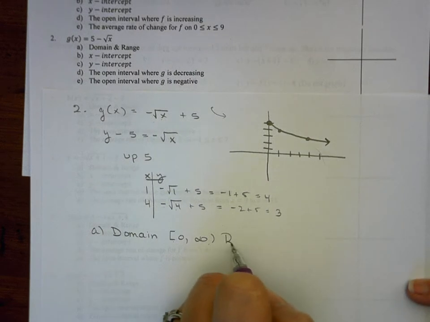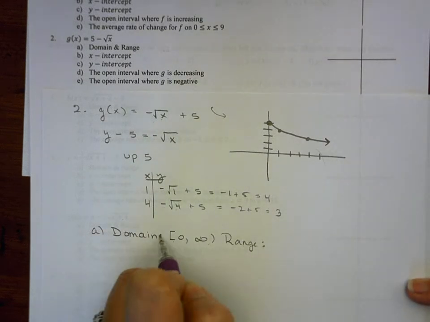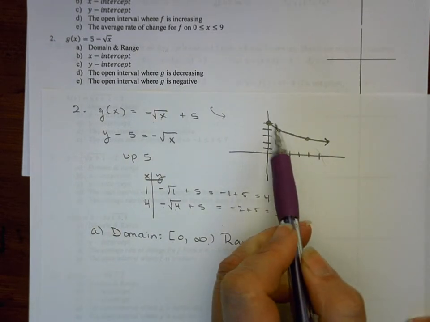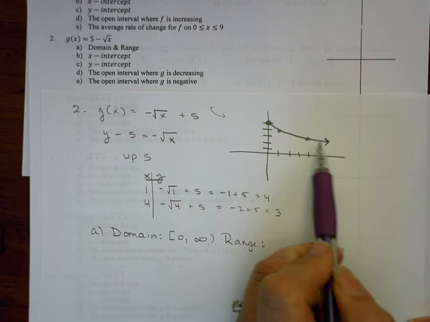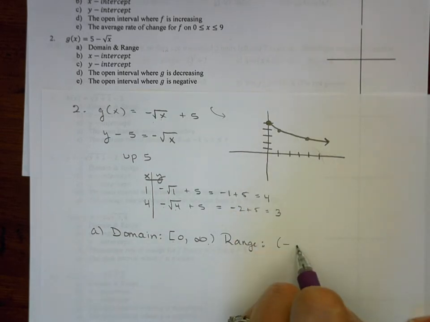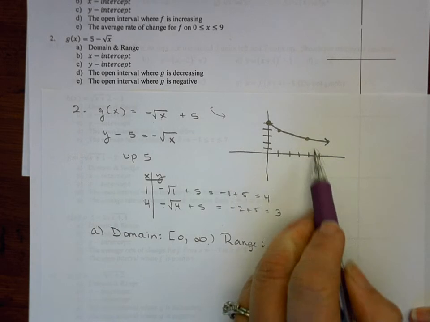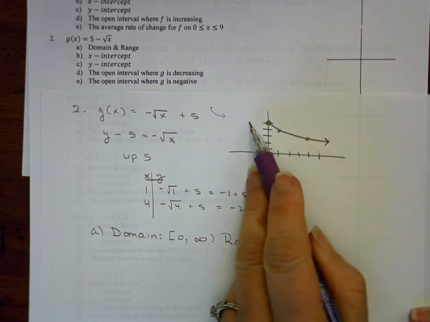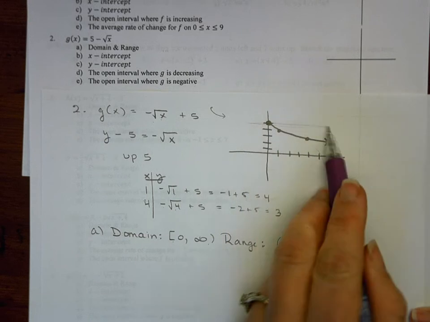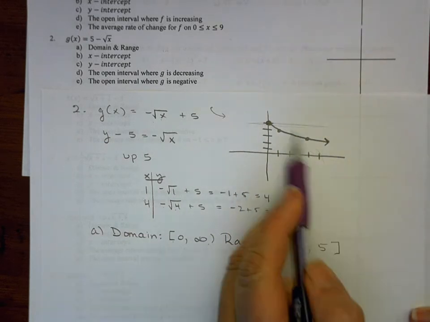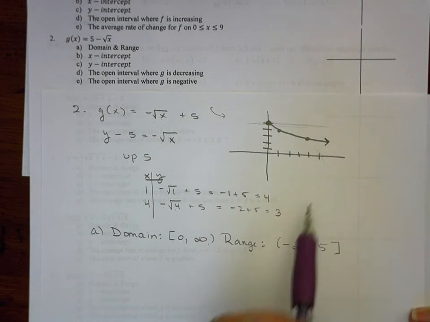And then for my range, we go bottom to top. So left to right on domain, bottom to top on range. So although it doesn't look like it, it's going down forever, just very slowly. So because it's going down forever, that would be negative infinity. And then if I look here, this is stopping at 1, 2, 3, 4, 5. So it's never going above 5, right? And equaling 5. So down forever, even if it doesn't look like it, and then up to 5.